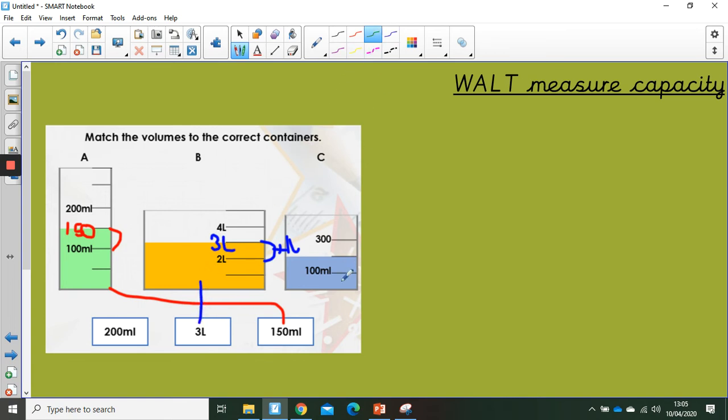Let's have a look at the last one. What's the difference? Let's then see if we can find the halfway point. It goes up between 100 and 300, 200. Half of 200 is 100. Each increment has a value of 100. 100 add 100 is, well done, 200 millilitres.